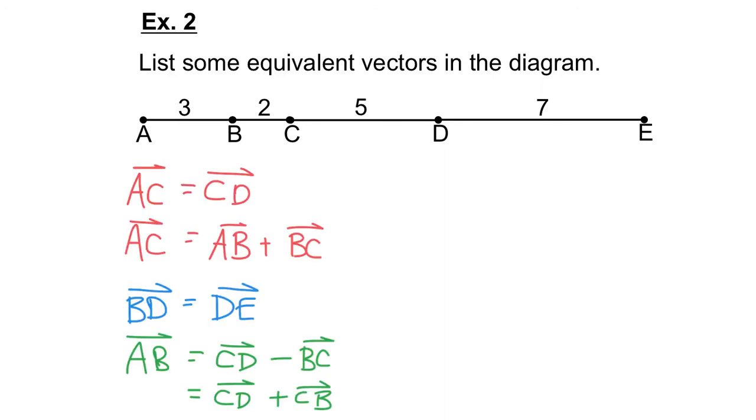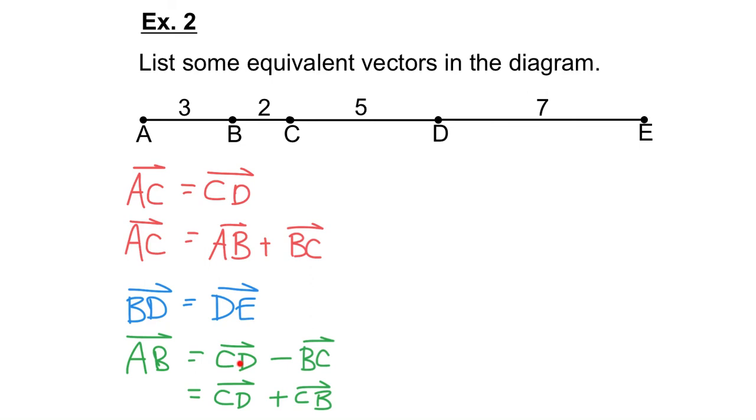Okay, so here are some that you might have come up with. AC, well, that's 5 units to the right. CD is also 5 units to the right. AC is 5 units to the right, and that's the same as AB plus BC, because we're going 3 units to the right plus 2 units to the right. So overall, it's the same, 5 units to the right. Now BD, from B to D, we're going a total of 7 units to the right. DE is also 7 units to the right.